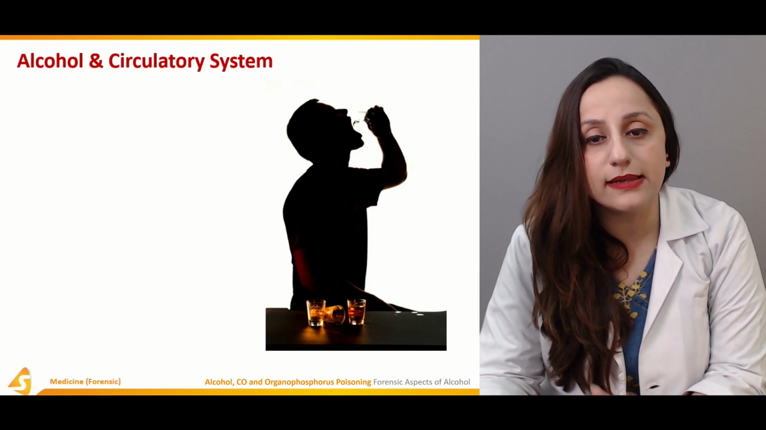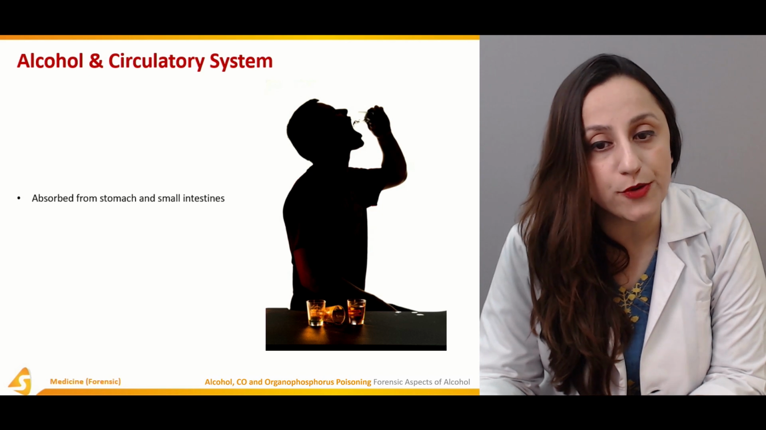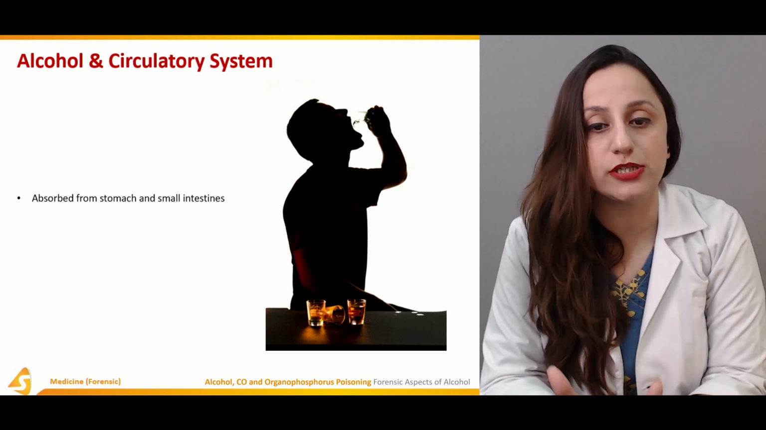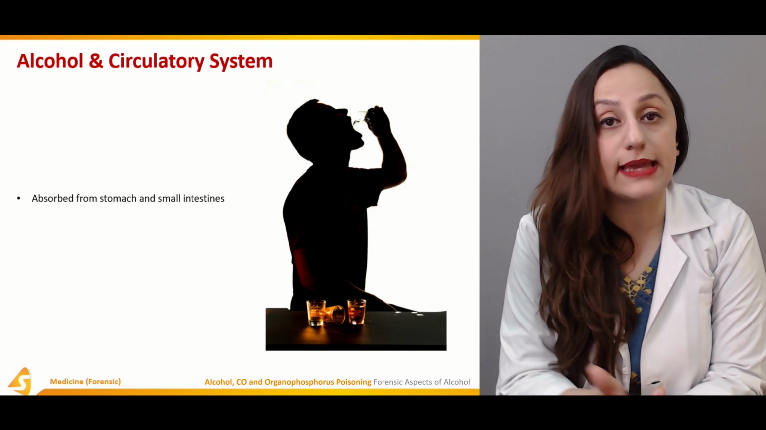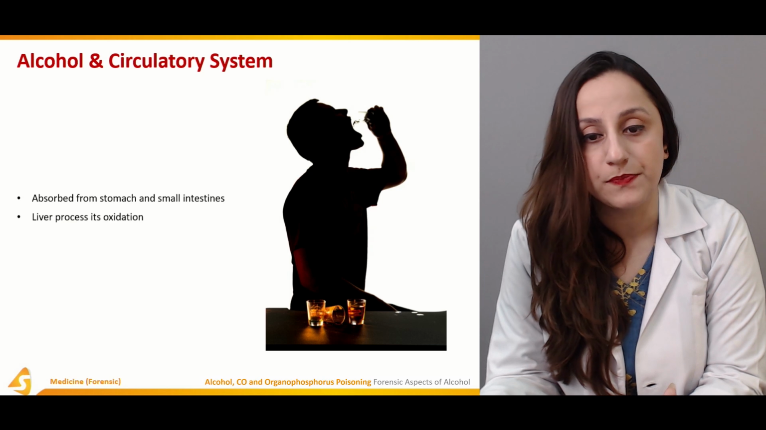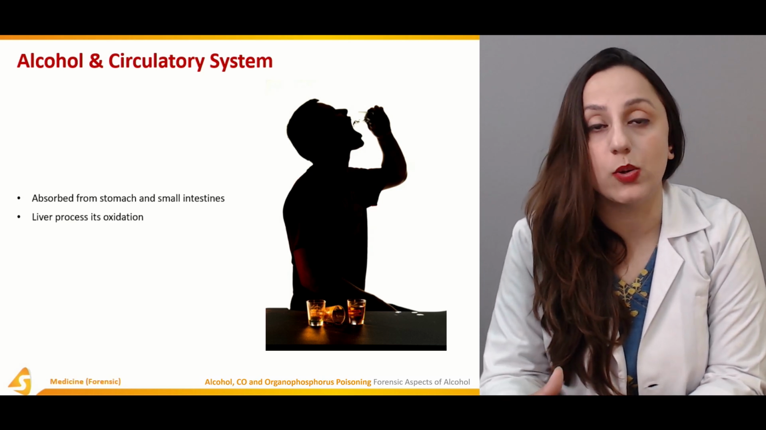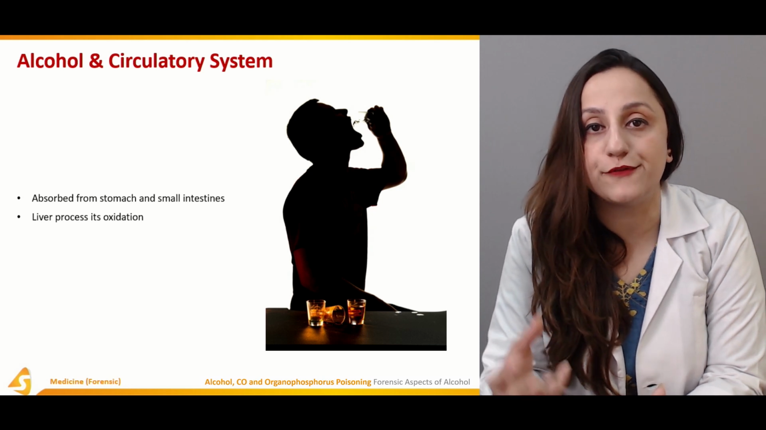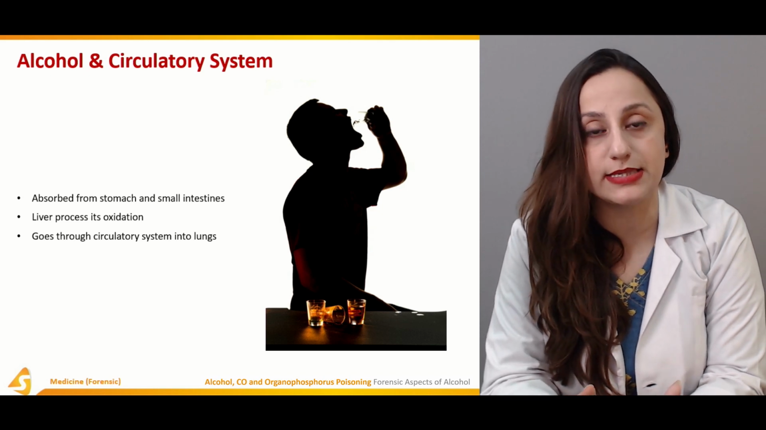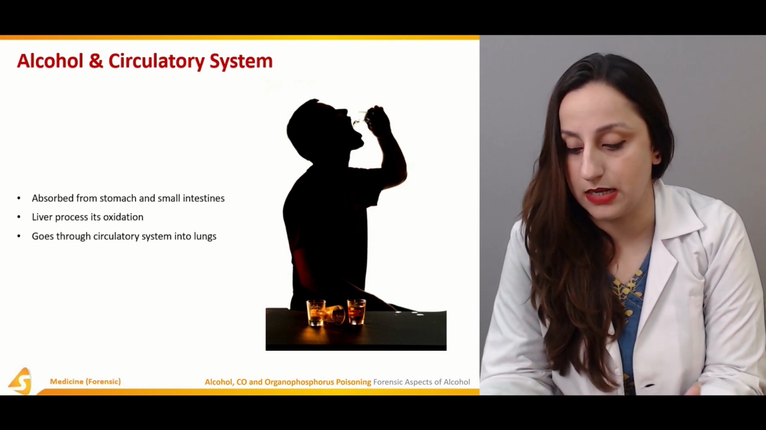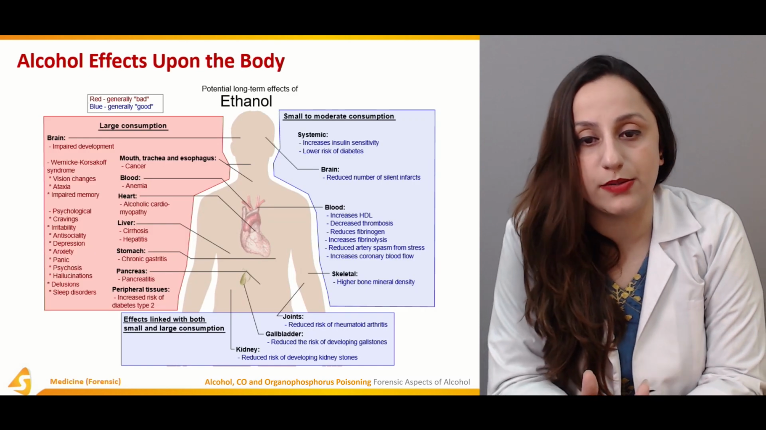Now, alcohol and its relation with the circulatory system is again very important. It is absorbed from the stomach. We'll just quickly go through it to give you a comprehensive review: it is absorbed from the stomach and then enters the small intestine. The process of oxidation of the alcohol takes place primarily in the liver. We have to keep these points in mind, and it goes through the circulatory system and then enters the lungs. Now, alcohol and its effects upon the body are again very important.